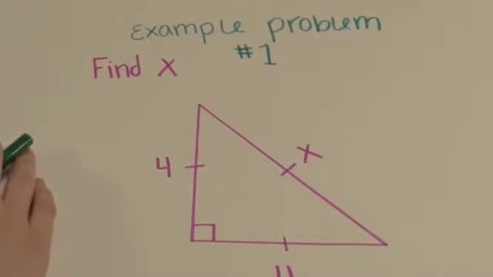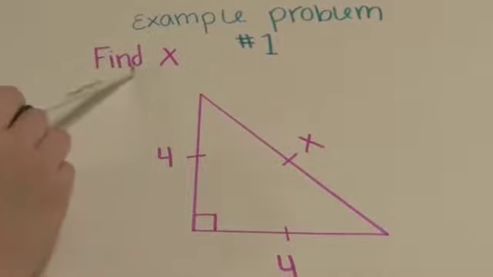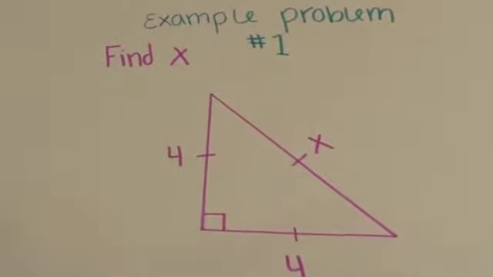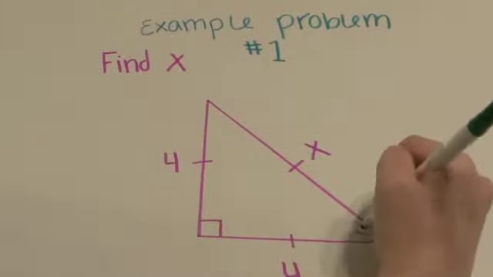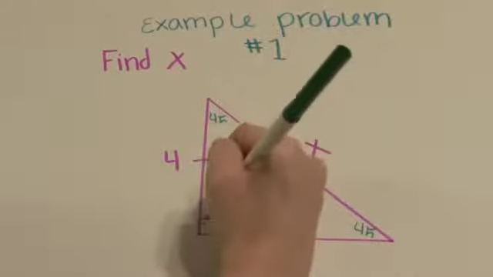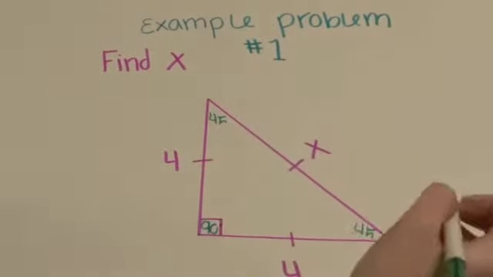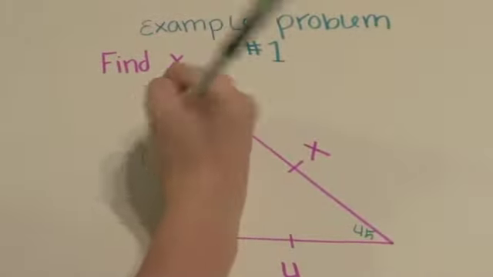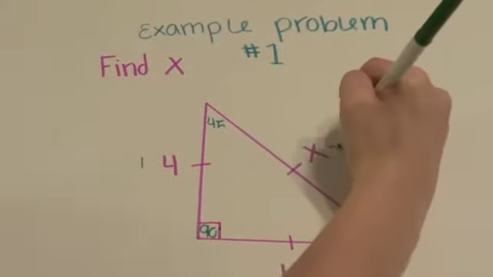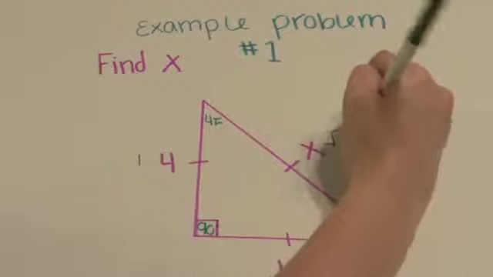Problem number 1. Our goal today is to find x, which is known as the hypotenuse. And as we know, for a 45, 45, 90 triangle, its opposites are equal to 1, 1, and square root of 2.